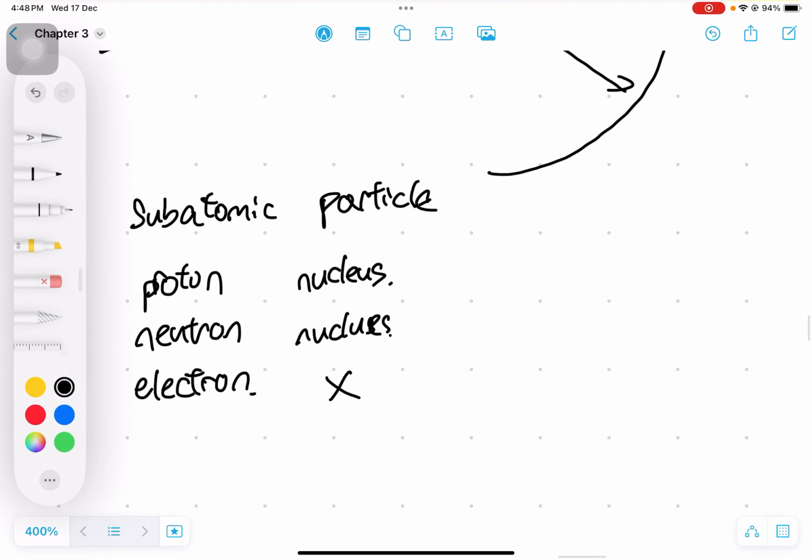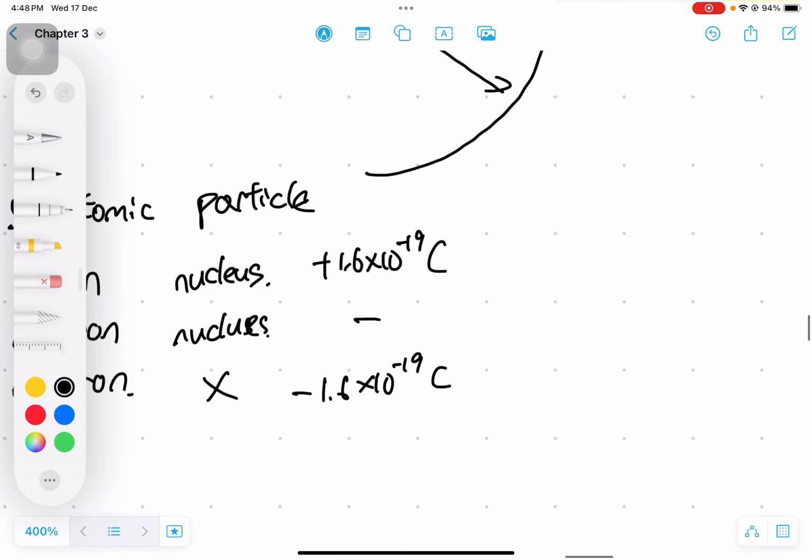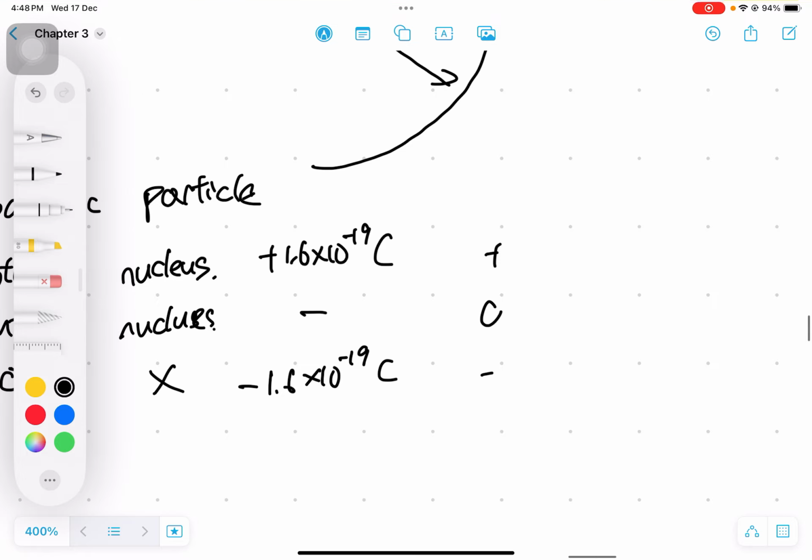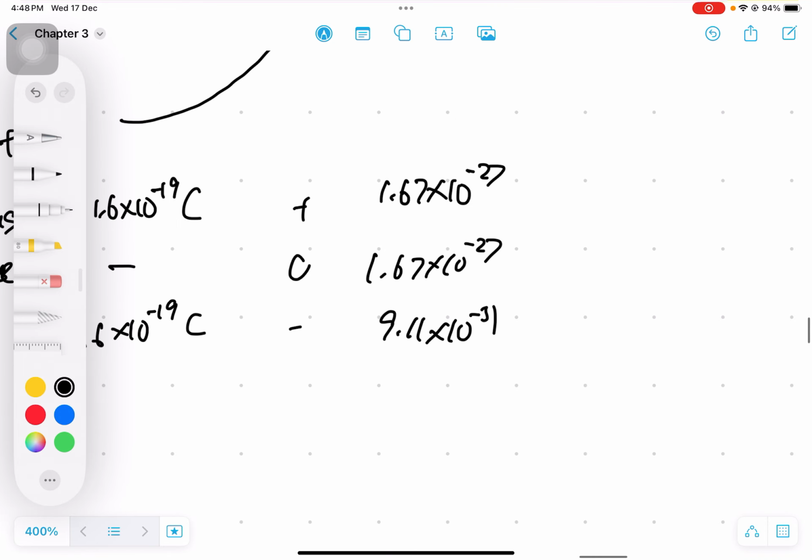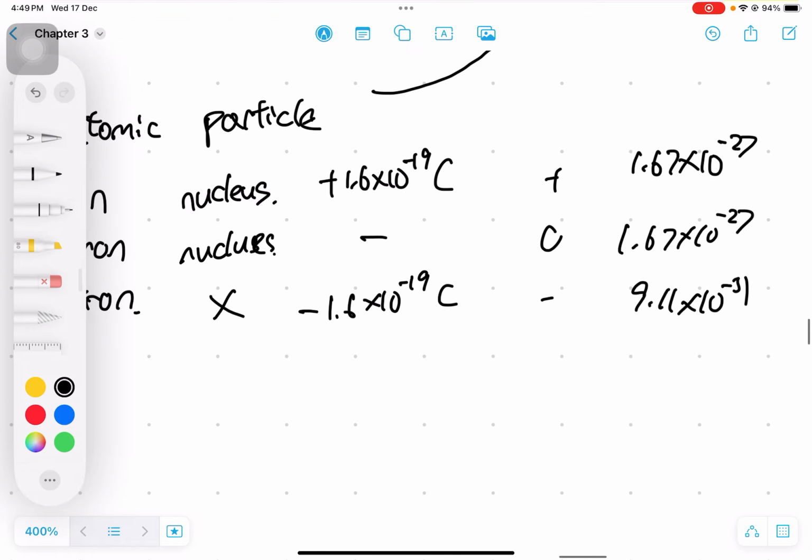The proton's charge is positive 1.6 times 10 to the power of negative 19 C, and the electron's charge is negative 1.6 times 10 to the power of negative 19 C. If it's relative charge, it's just positive 1 and negative 1, and 0 for the neutron. The mass of the proton is 1.67 times 10 to the power of negative 27 kg. This one I think you don't need to memorize. The electron is 9.11 times 10 to the power of negative 31, and the ratio is about 1840 to 1. So this is the difference between them.